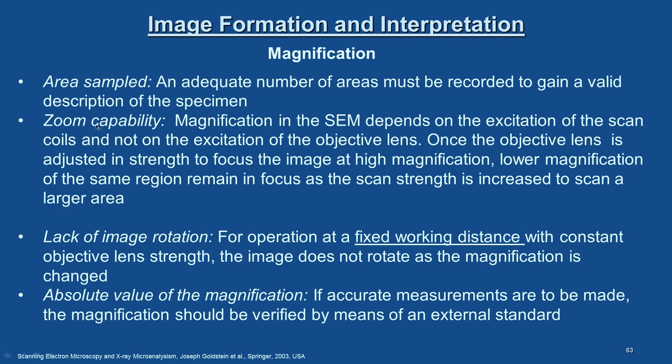The second thing is the zoom capability. Magnification in the SEM depends on the excitation of the scan coils and not on the excitation of the objective lens. Once the objective lens is adjusted in strength to focus the image at high magnification, low magnification of the same region remains in focus as the scan strength is increased to scan a larger area.